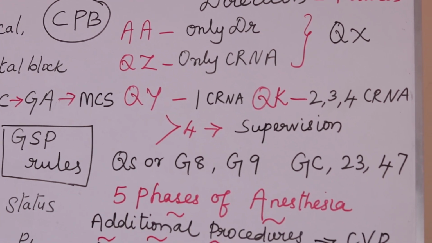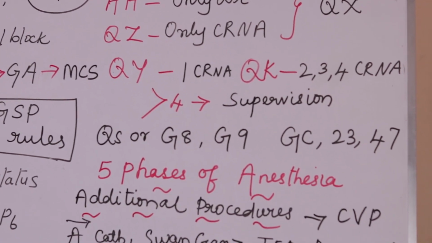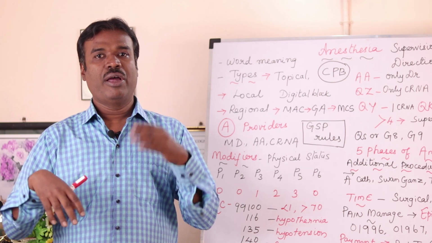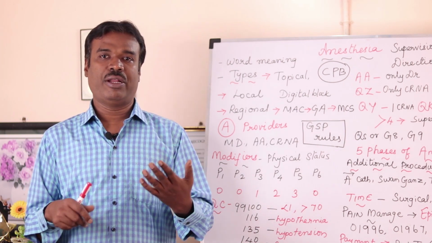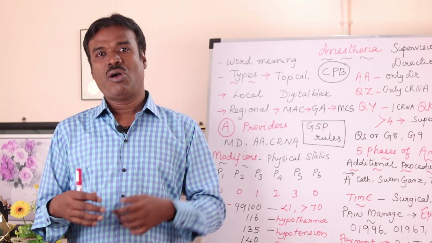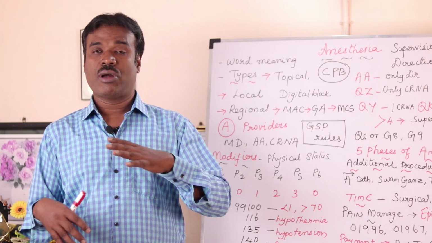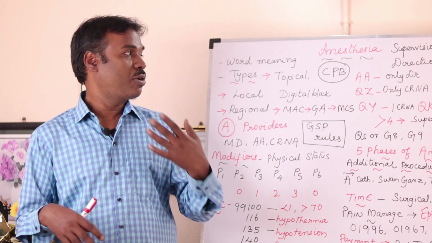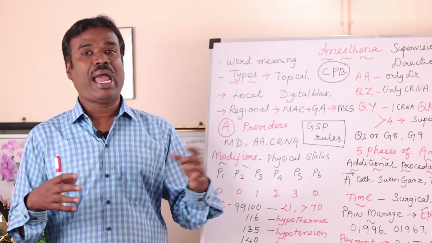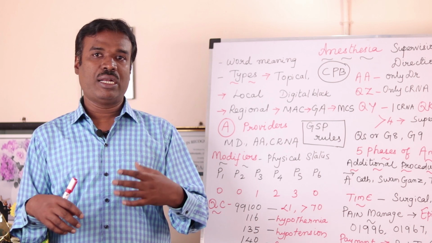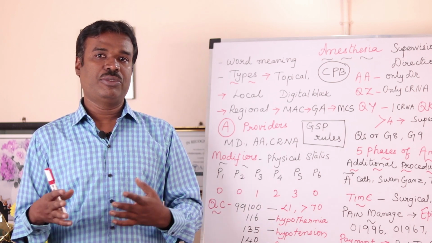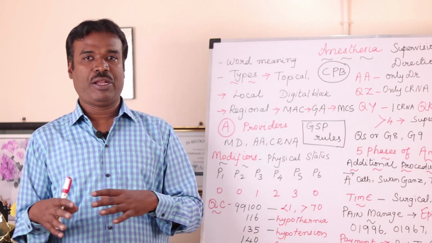We have a special modifier to notify that. You need to report the ASA code with the modifier QS to show that the type of anesthesia is MAC. Or sometimes we also have other modifiers called G8 and G9. These can also be used to show that the person is being subject to a MAC type of anesthesia.